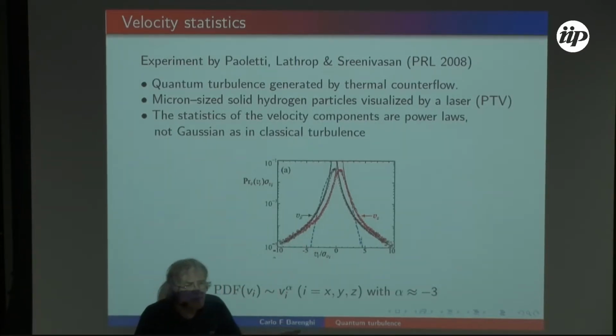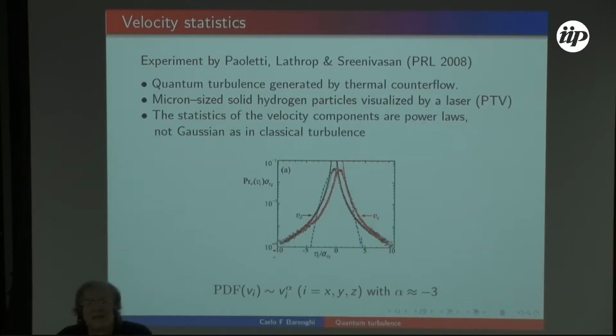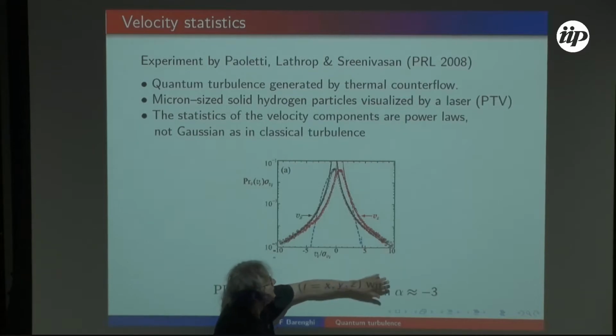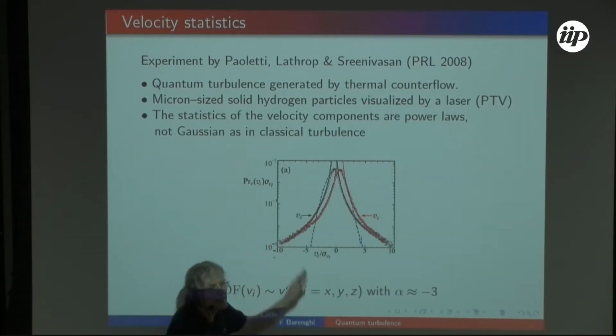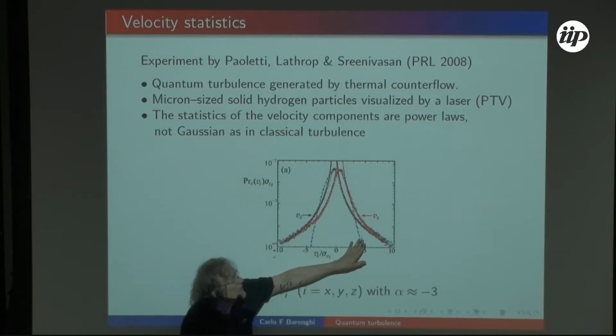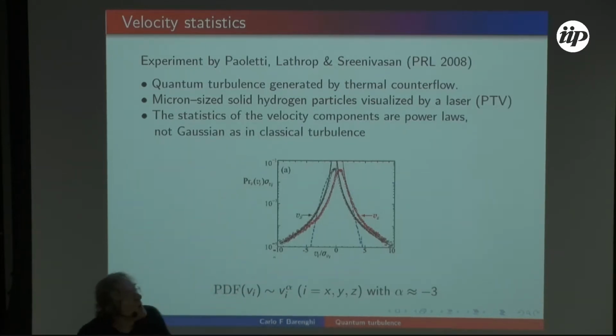So what's the difference between Gaussian and power law? Well, the difference really is in the high velocity, in the extreme event, you want high velocity, high positive velocity or high negative velocity. If the statistics are Gaussian, they are very rare. If they are power laws, they happen a lot. So essentially, there are lots of events with high velocities.